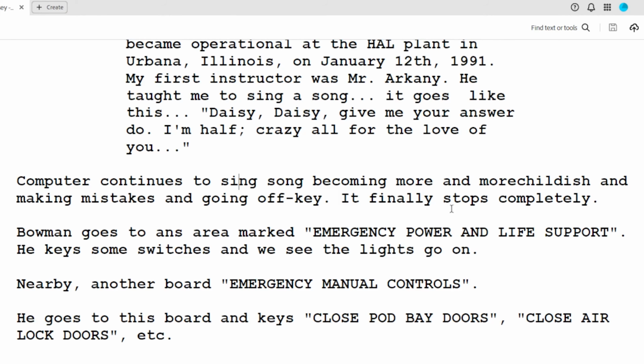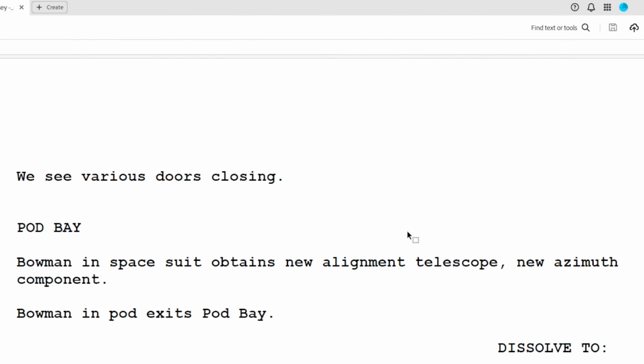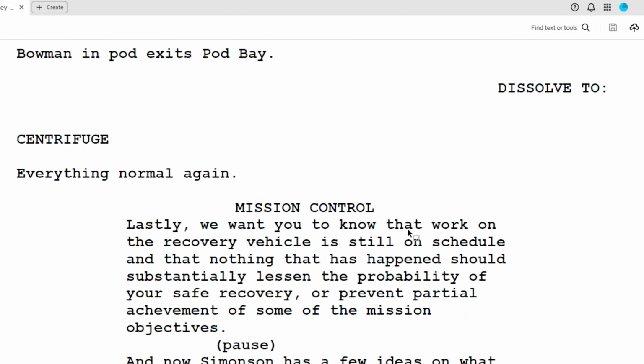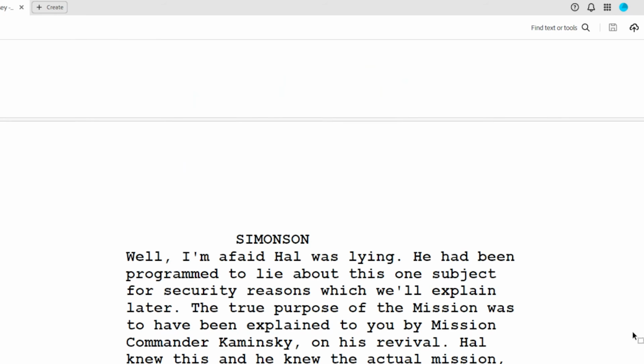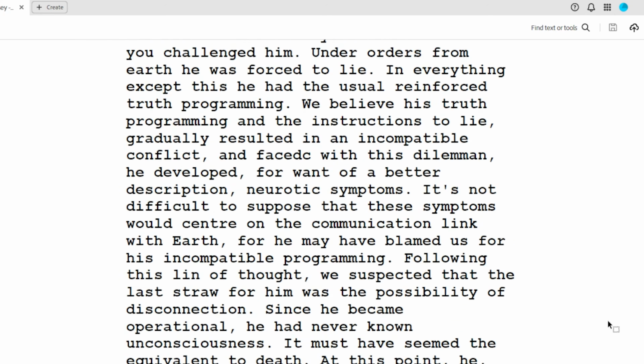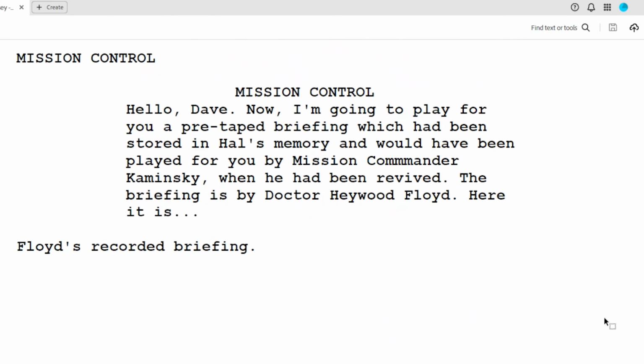In fact, if you look at the script, the ending of 2001 in the original screenplay is nothing like what we see in the film. You can see here that once HAL finishes singing Daisy, Daisy, Bowman goes and repairs the telescope and contacts Earth. And Mission Control tells him that HAL was told to lie. And that becomes the whole problem that's explained in this lengthy monologue of why HAL malfunctioned.